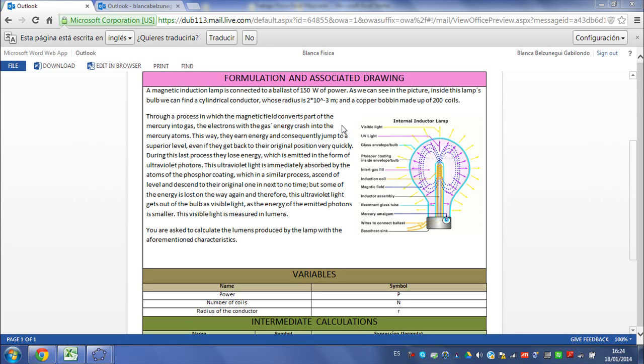This ultraviolet light is immediately absorbed by the atoms of the phosphor coating, which in a similar process ascend a level and descend to the original one in next to no time. But some of the energy is lost on the way again, and therefore this ultraviolet light gets out of the bulb as visible light, as the energy of the emitted photons is smaller.